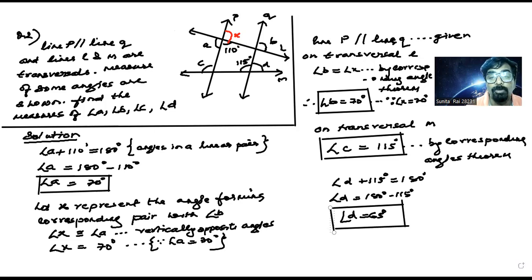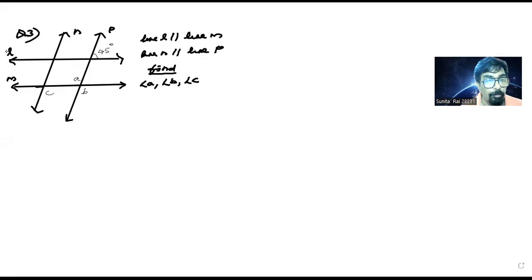Question number 3. Line L is parallel to line M. Can you see line L parallel to line M? These two lying lines are parallel. And line N is parallel to line P. The standing lines are also parallel, children. Then you can see this 45-degree mark, children, and you have to find the values of angle A, angle B, and angle C.